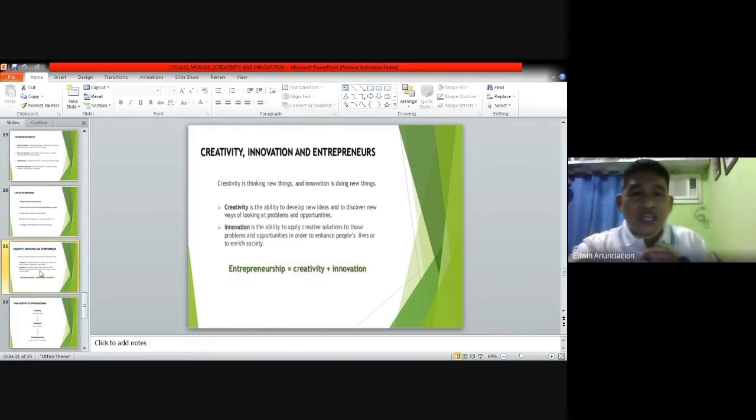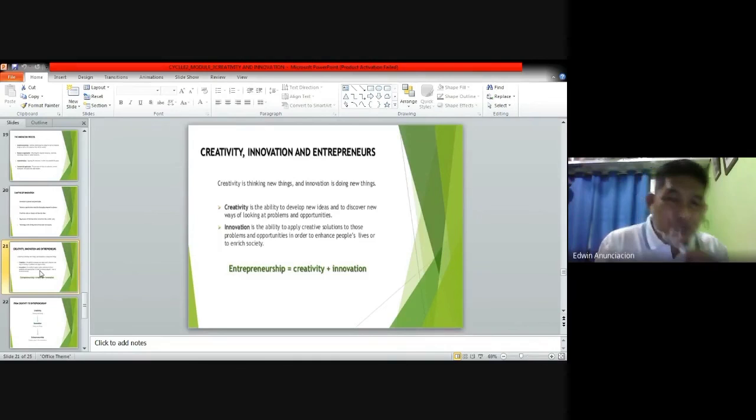creativity, innovation, and entrepreneurs. So again po, when we talk about creativity is what? Thinking new things. And innovation is doing new things. Diba? Discussion kanina. But creativity is the ability to develop new ideas and to discover new ways of looking at problem and opportunities. Okay? So while innovation is the ability to apply creative solution to those problems and opportunities to enhance people's lives or to enrich society.